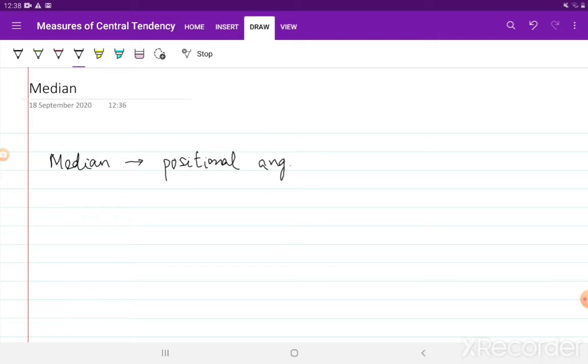This is because the median, by definition, is the middle value of the distribution. So, given the value of the median, you can be sure that half of all the values lie less than the median value, and the other half of the entire distribution would lie above, or be greater than, the median value. So the median is also known as the middle value of the distribution, or it is also called a positional average.